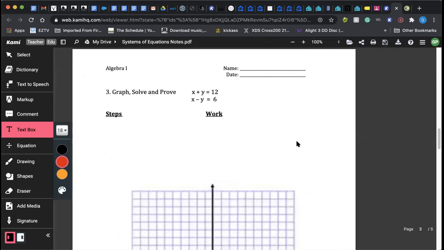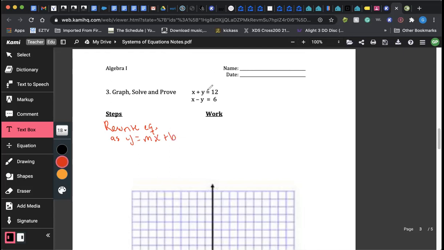Okay, so we have x plus y equals 12 and x minus y equals 6. Your first step when you're solving systems of equations using graphing is you have to rewrite your equations into slope-intercept form, or y equals mx plus b. So rewrite your equations as y equals mx plus b.